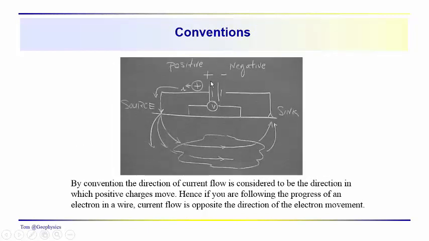So some of the conventions here, this is again kind of one of my sloppy, lazy diagrams here, just a chalkboard view. We've got a source electrode, a sink electrode, positive and negative. Again, the current flow direction is considered to be the direction in which the positive charges move, and so if these are electrons, they'd be moving in this direction.